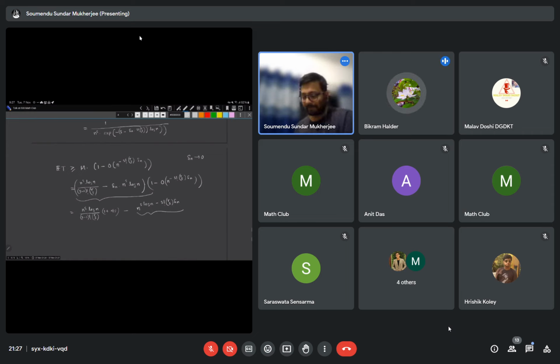So small o of 1 by s factorial r to this. That is too big, too difficult to get. I would just be content with showing that this is like n to the power s. The main term is like n to the power s log n. I just want to show that this is like n to the power s.